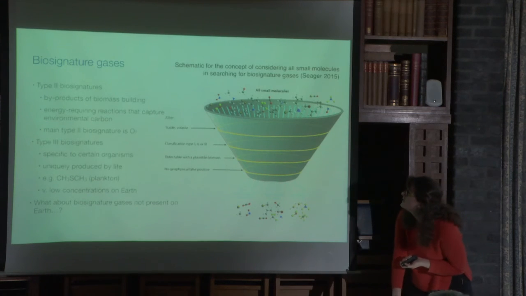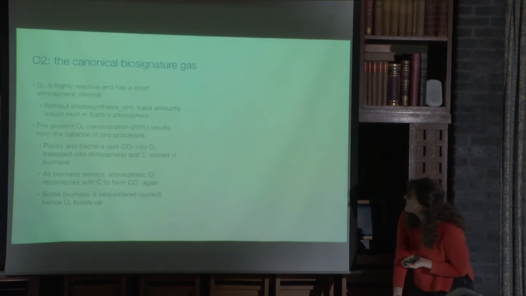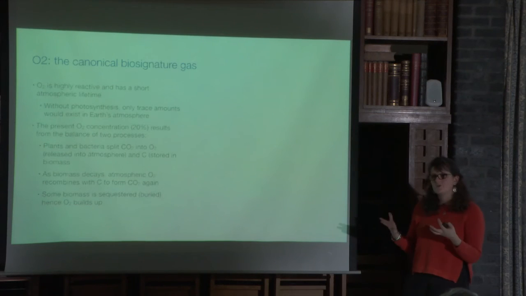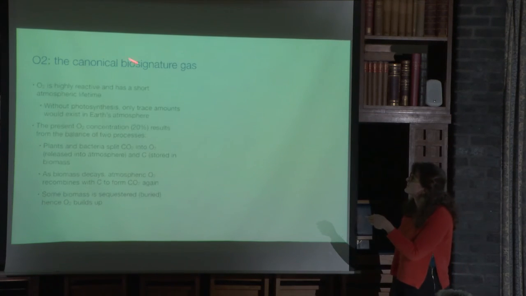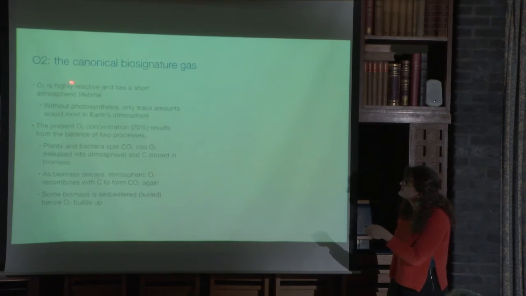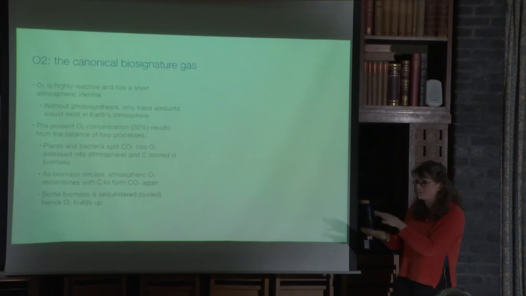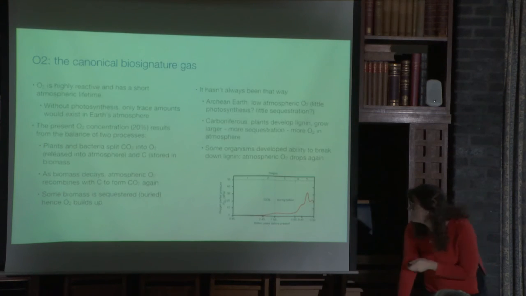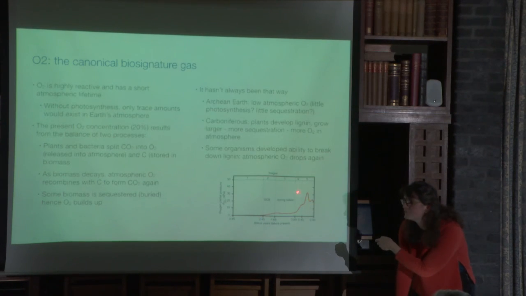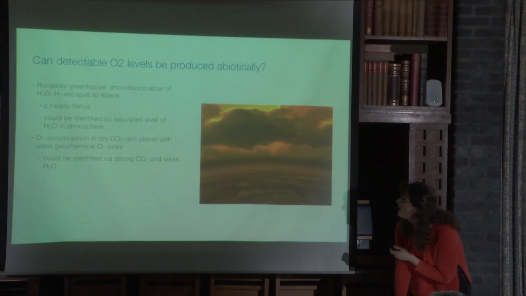from space. So O2 is at the moment the canonical biosignature gas. It's highly reactive. It has a short atmospheric lifetime. So without active photosynthesis, there would be none or very little in the Earth's atmosphere. Now, the present level, it's important to realize, is the result of a balance. And it has changed in the past due to competing effects.